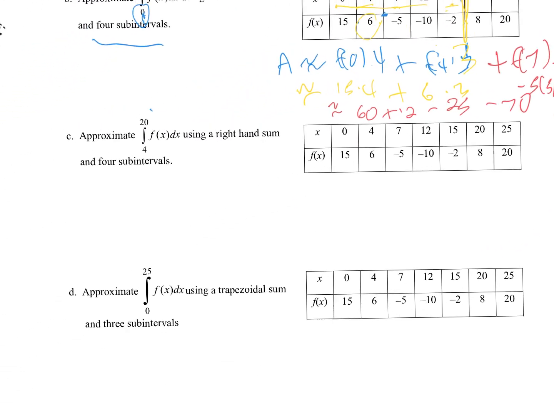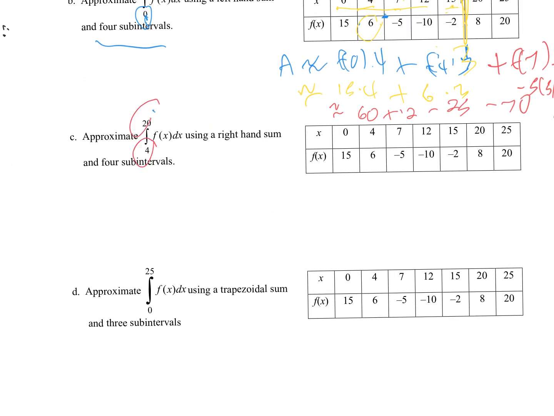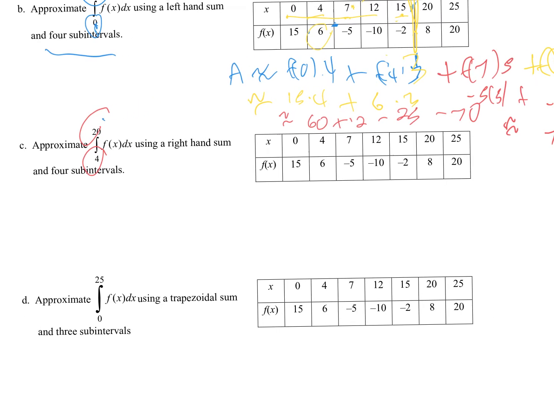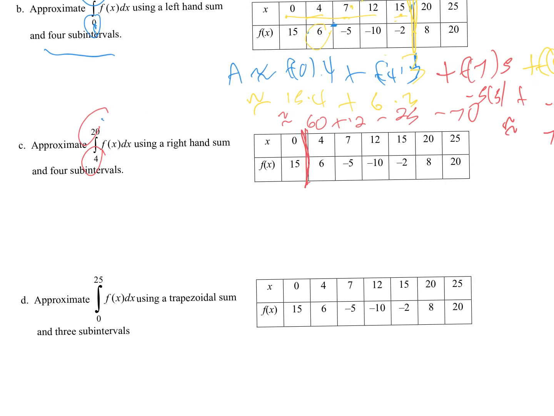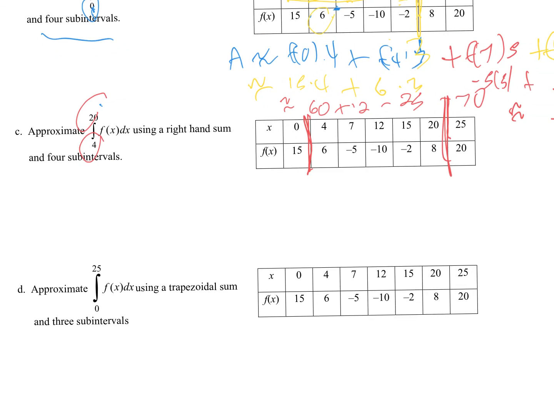Another one. 4 to 20. Pay attention. 4 to 20. Right-handed. 4 starts there. 20 stops here. And I need to create, again, 4. So it looks to me like 1, 2, 3, 4. Every 2 makes an interval, and the left and the right, the left one is the right of the previous one. So it gets kind of confusing. So area will be approximately, I'm using the right now.